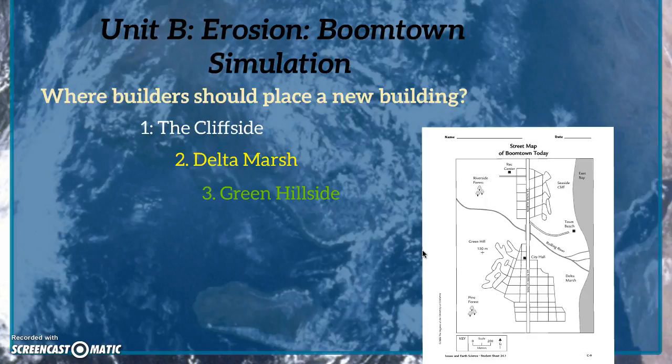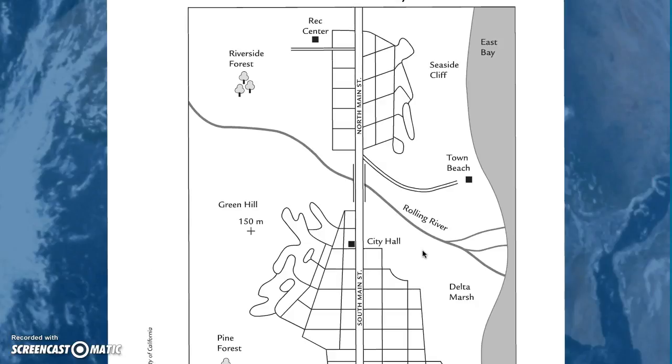And then there's going to be things like Earth and space, which is tides and those kinds of things, and then solar system, where we talk about the bigger picture of space, and then rocks and minerals, and weather. So those are the topics that we'll be talking about. This is an activity. This is a case-based thing. It has a model, and the idea is where should builders place a new building in the city of Boomtown? There are 3 places: the cliffside, the marsh, and Green Hill. All of them have different characteristics, and they need to study the changes.